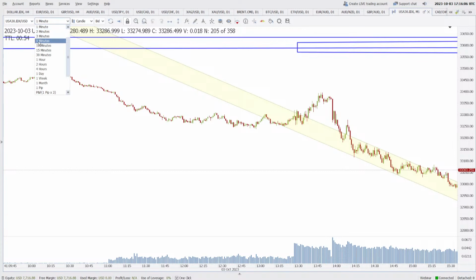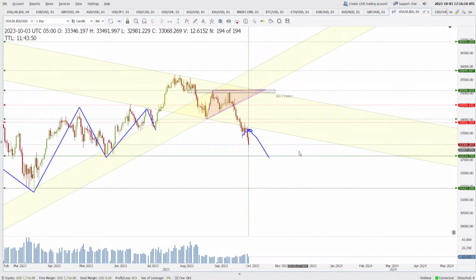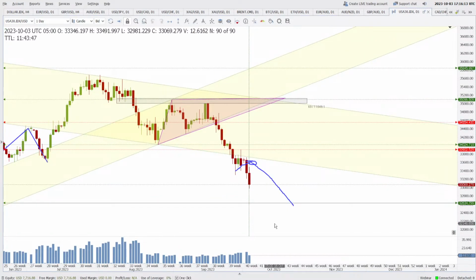USA 30, this is Dow Jones. We are expecting lower lows in this one here. Right now the price is trading at 33069.